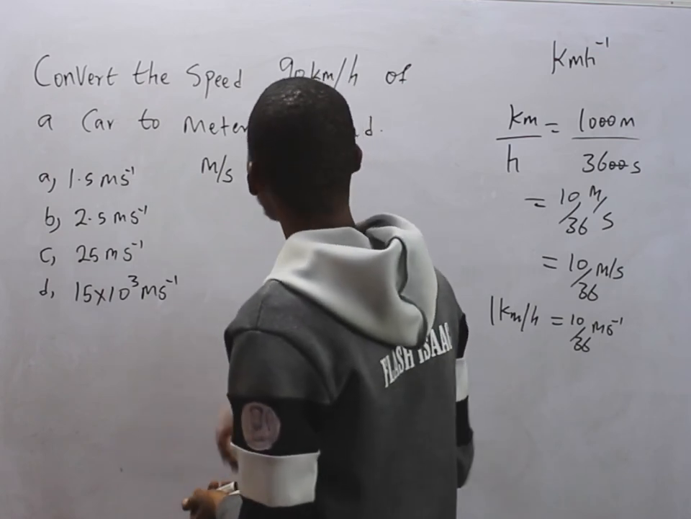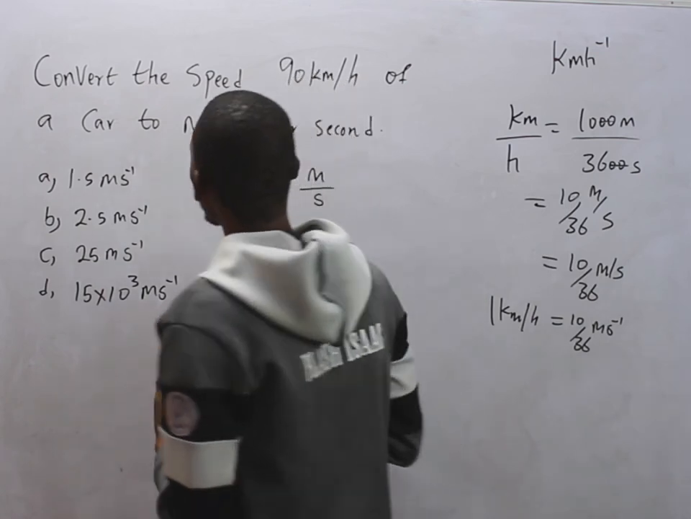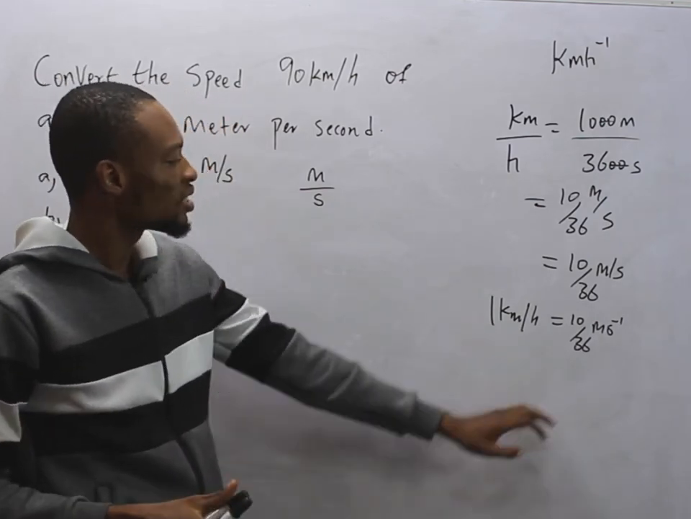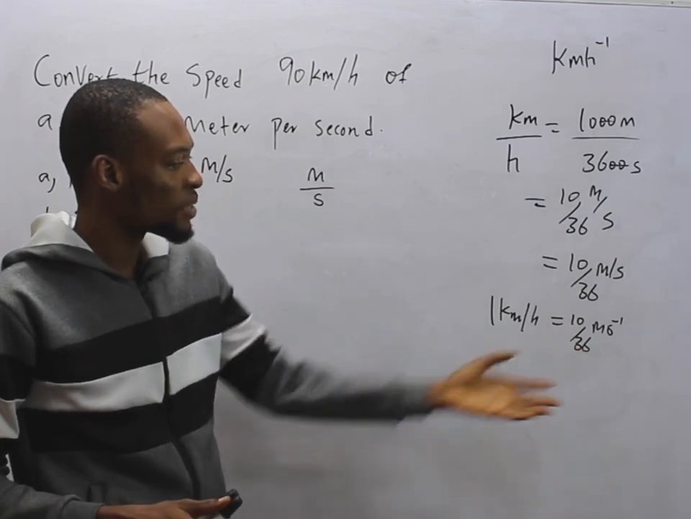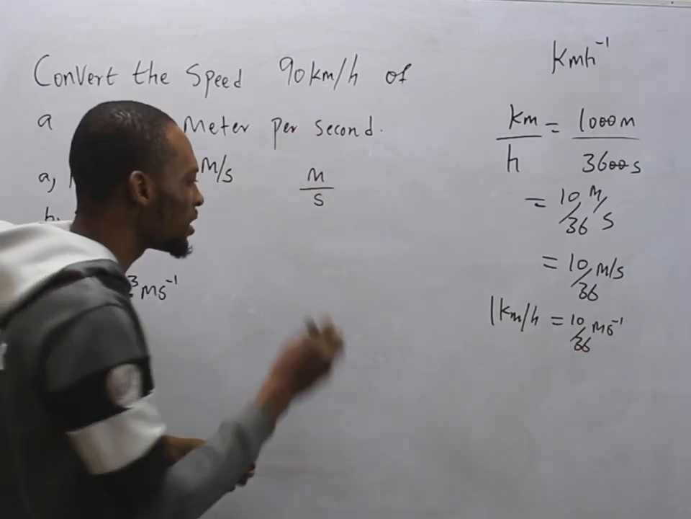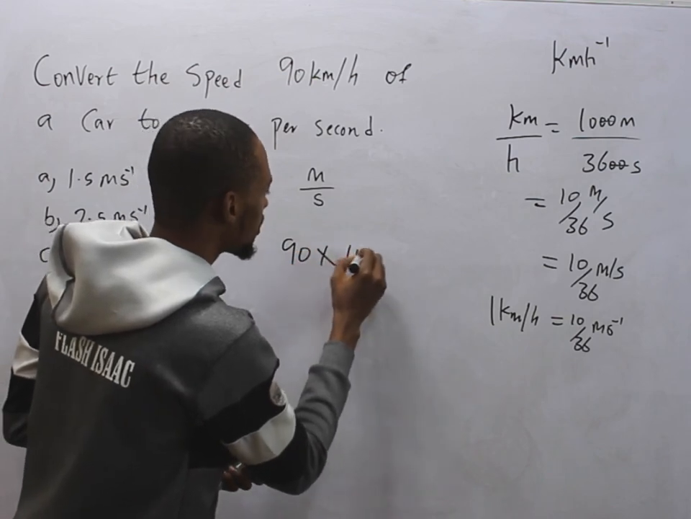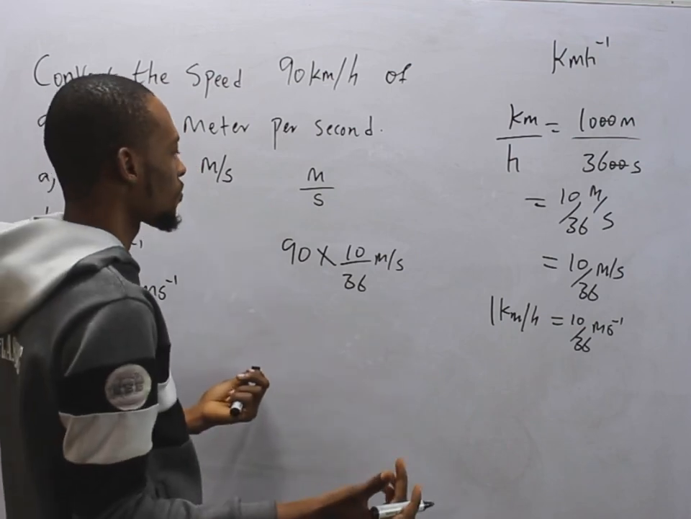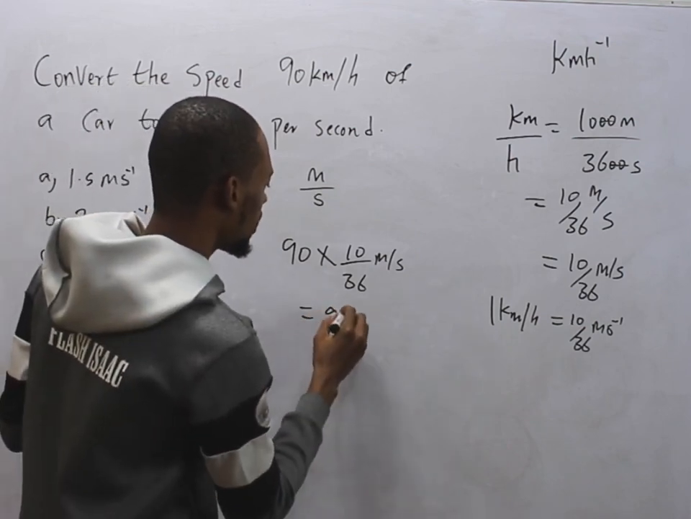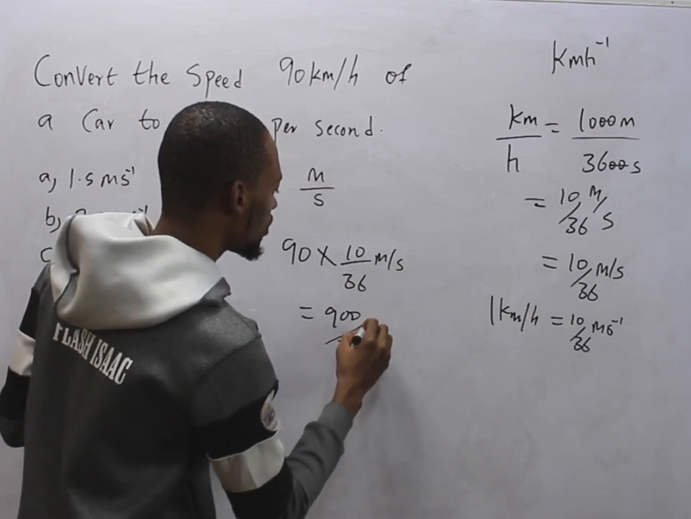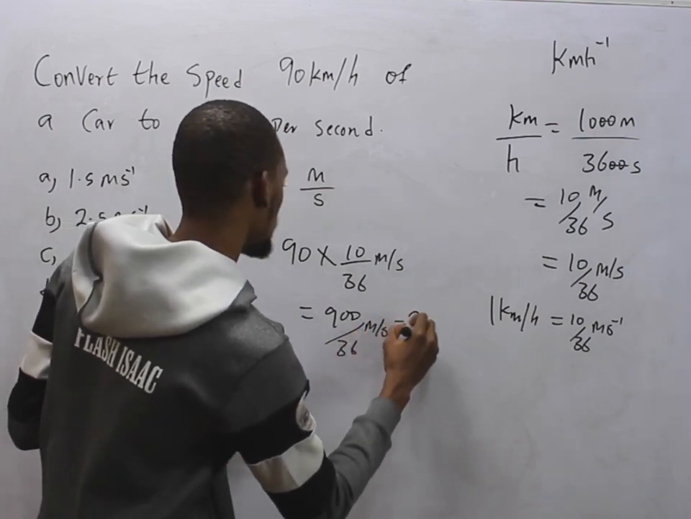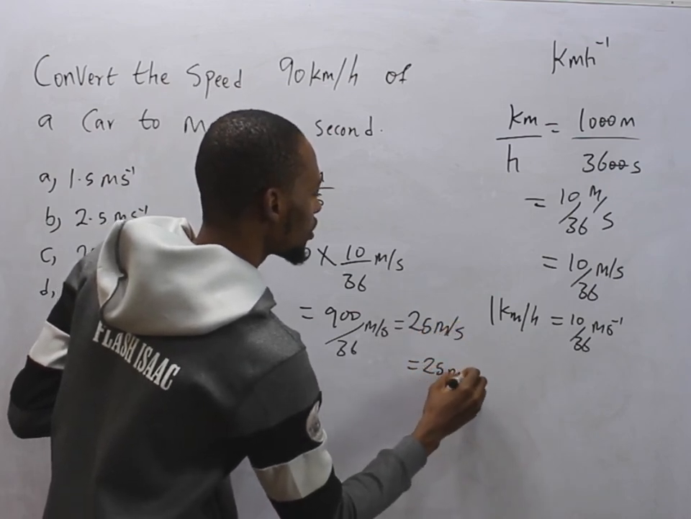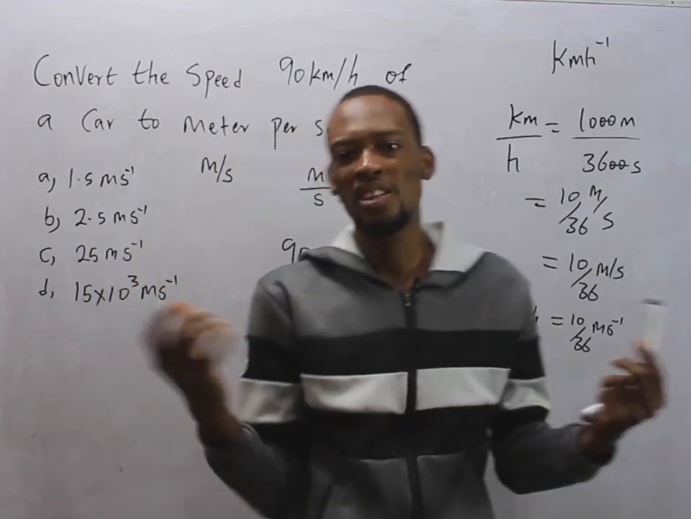Now we are asked to convert 90 kilometer per hour to meter per second. If 1 kilometer per hour is equal to 10/36 meter per second, 90 kilometer per hour will simply be 90 × 10/36 meters per second. That gives you 900/36 meters per second, which equals 25 meter per second. So this is how you do the conversion.